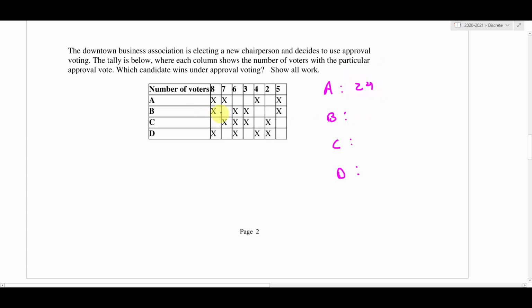Okay, then I would do the same thing for B, right? So B got 8, 6, 3, and 5, and I would add those up for a total of 22 approvals. And then I would do the same thing for C and D. So we got 18 and 20, and A wins the approval vote.